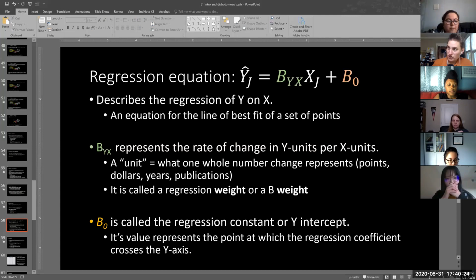This b is called a regression weight or a b weight. And then the b0 is called the regression constant or y-intercept, and it represents the point at which the regression line crosses the y-axis. Or, as we learned in the last one, it represents the predicted score on y when x equals 0.